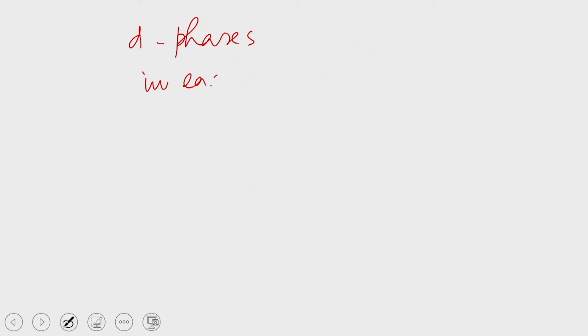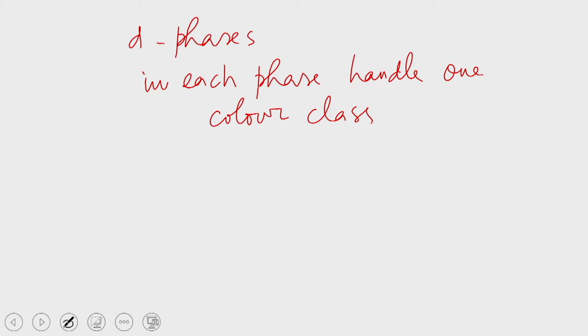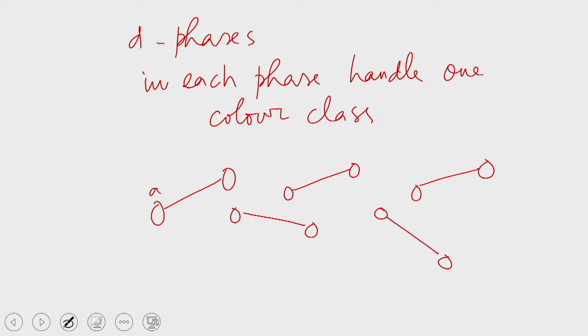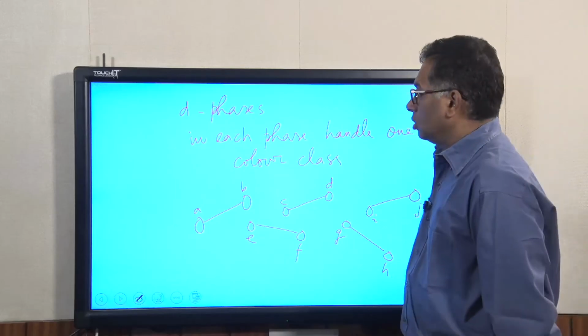In each phase, we handle one color class. So, there are D phases. So, when I consider one particular color class, we find a matching. So, the edges of the matching could be like this. So, if the vertices are labeled in this fashion, what it means is that A has a message to send to B and possibly B has a message to send to A. So, the messages between A and B will be exchanged in this phase.